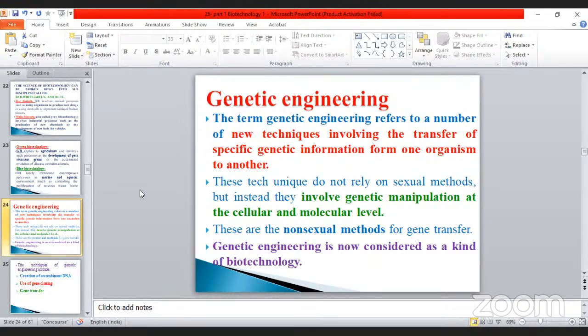See, the next one is that these techniques do not rely on the sexual method. It is not a sexual method. Instead, they involve genetic manipulation. So we are doing it manually; that is called manipulation, at a cellular and molecular level. What is the meaning of cellular level? We can construct the cell aspects also. And molecular means, take an example. What are the molecules? DNA, RNA, or any other protein molecules, enzymes, hormones, whatever it may be. These are all considered molecules.